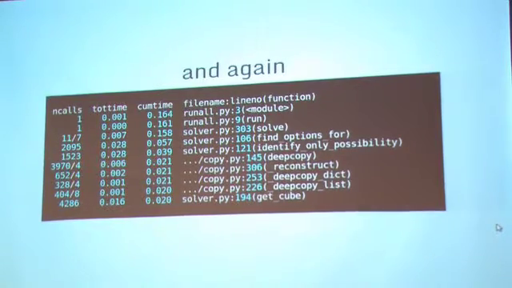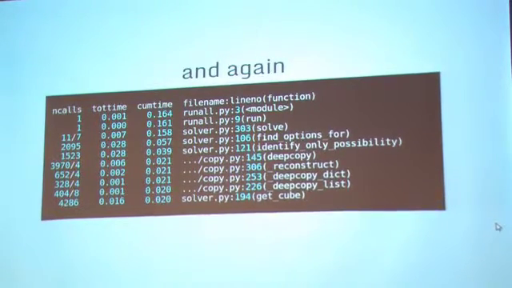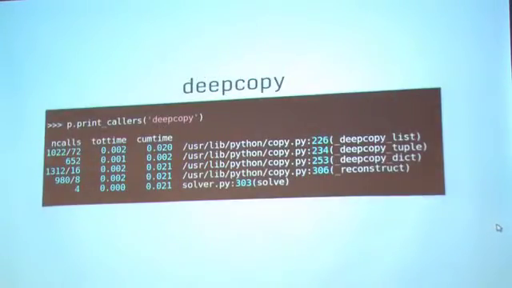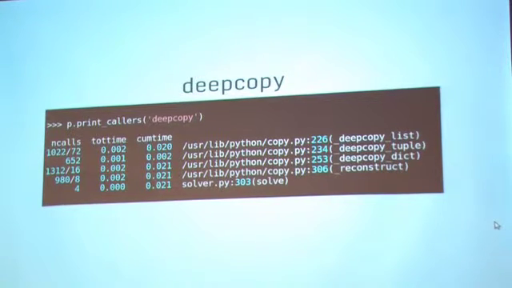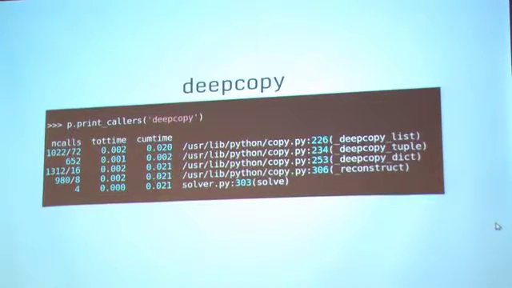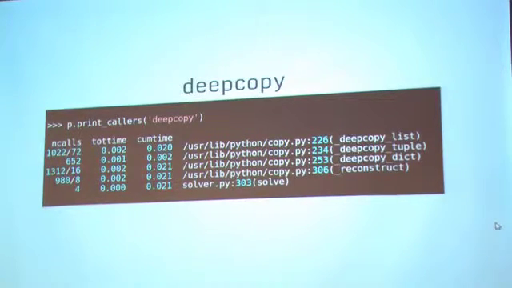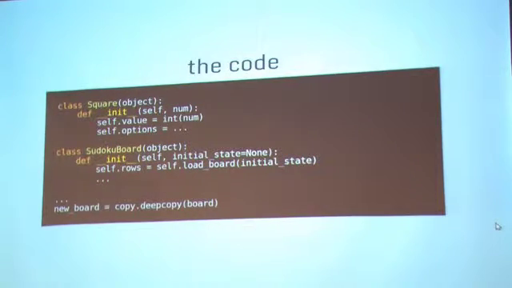In my experience, deep copy is a common slowdown that I see, and I would definitely want to remove it. So in this case, instead of printing the callees, I'm going to print the callers to see what's actually calling deep copy, and I notice that it's mostly recursive calls, but I do call it in my high-level solve method. I call it 4 times.